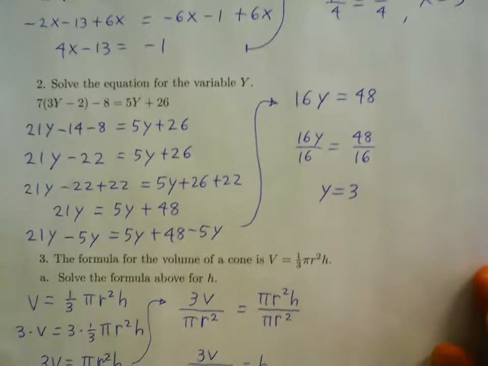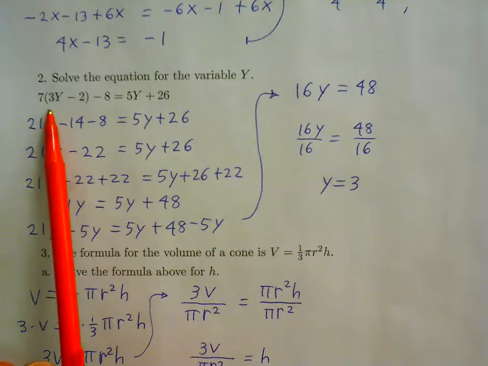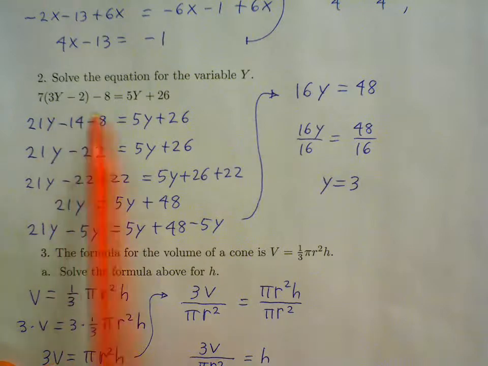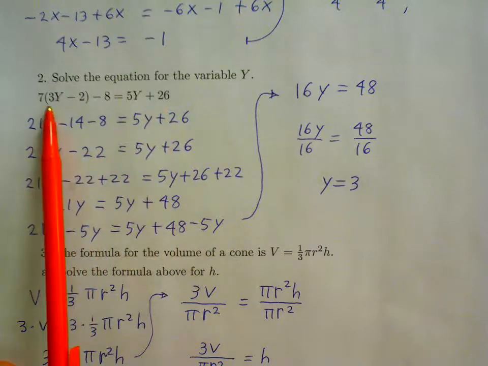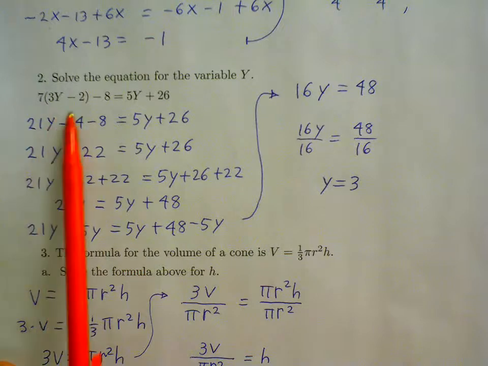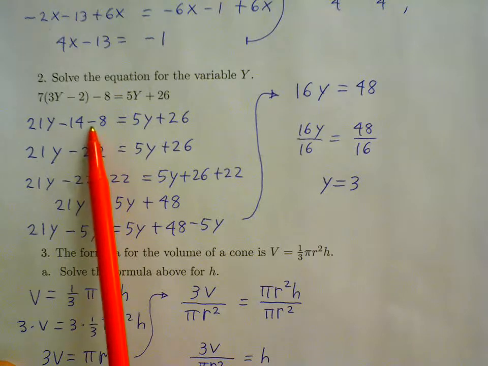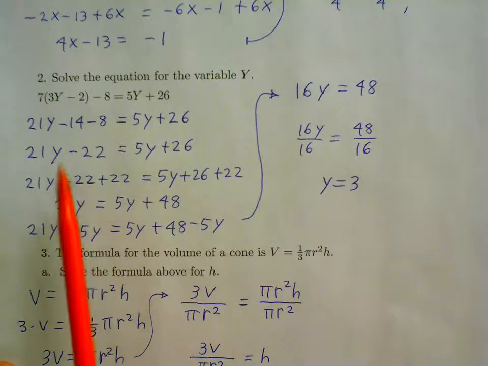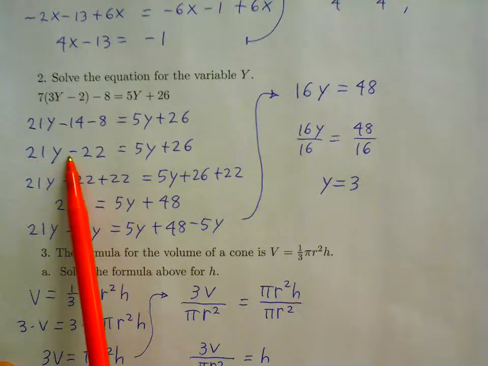Okay, the next problem, number 2, 7 times the quantity 3y minus 2 minus 8 equals 5y plus 26. So first distribute multiplication by 7. 7 times 3y is 21y. And minus 7 times 2 is minus 14, followed by minus 8. And when we simplify minus 14 minus 8, that's the same as subtracting 22.